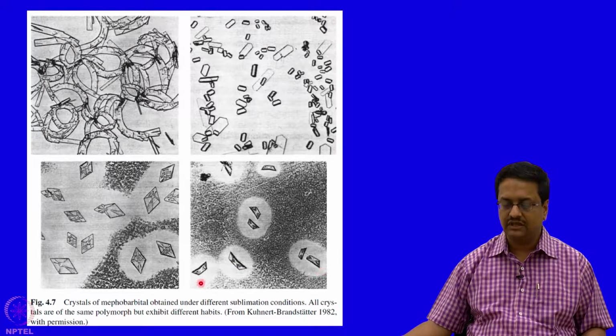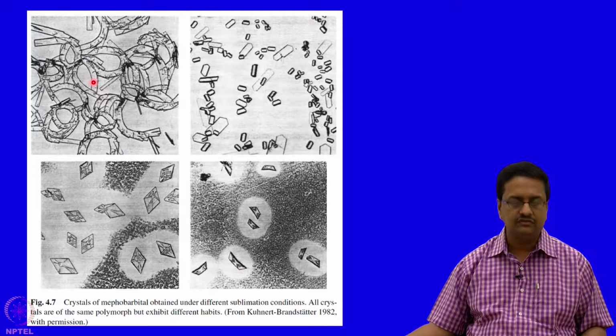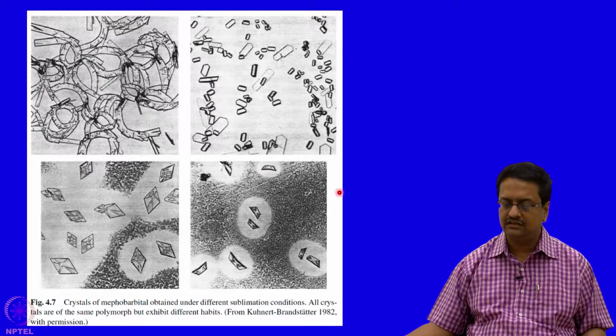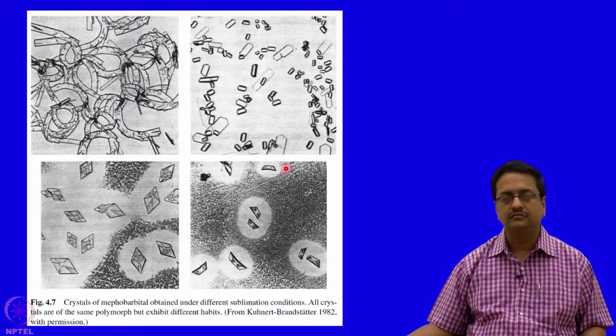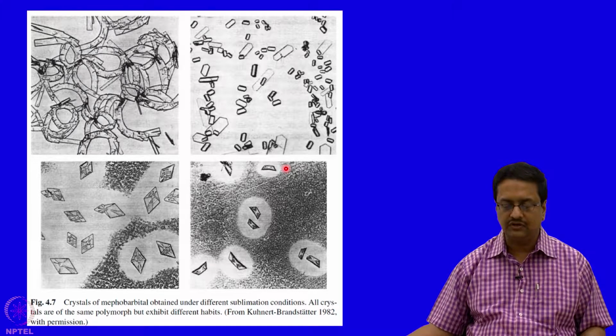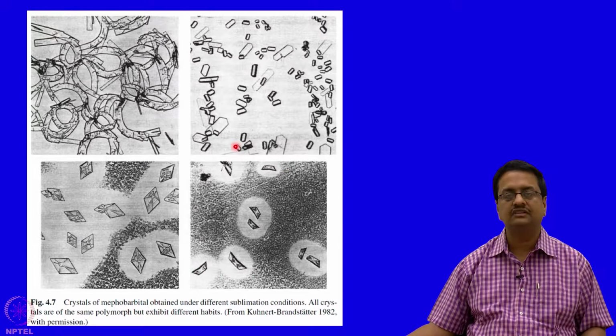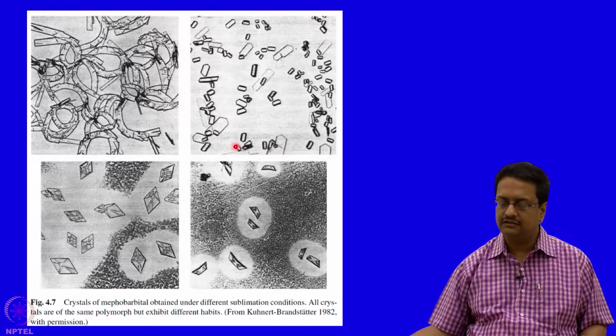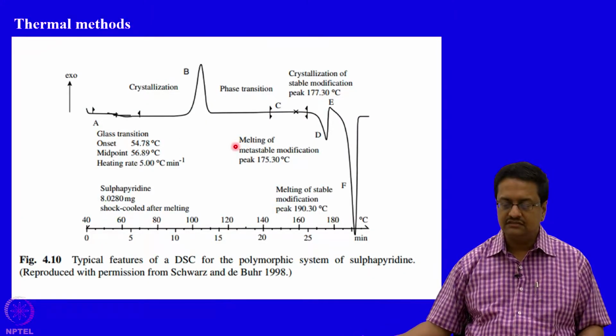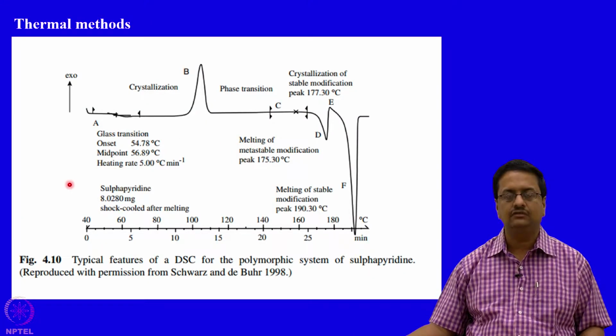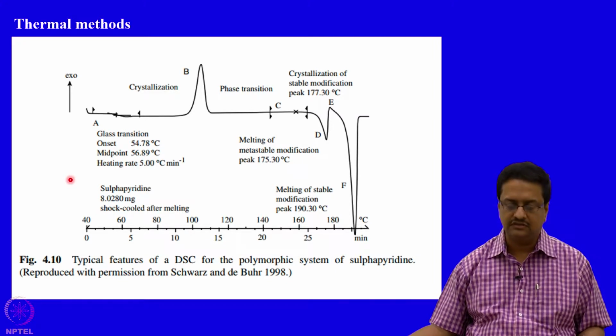So, these shapes are all different, but it was found that all these different habits or crystal shapes represented one particular polymorph. So, this indicates that the optical observation of different shapes or sizes may not indicate that these are polymorphs. So, this is a thermal plot that I was trying to draw in the previous slides, where you can see there is a glass transition.